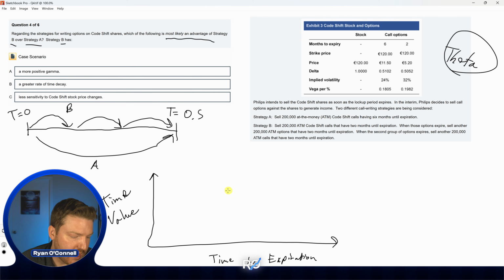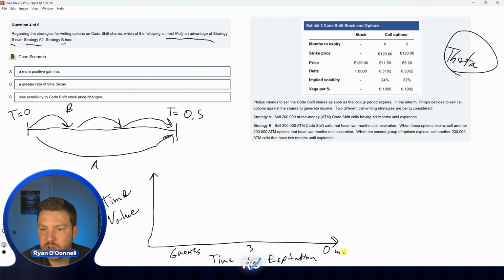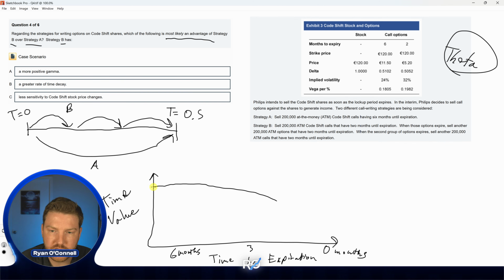Then we'll see that, let's say, if we start off at 6 months over here, and then we go all the way to 0 months down here. Say in the middle is like 3 months. So we'll see that it actually loses time value kind of like this. It's almost like an exponential fall off.